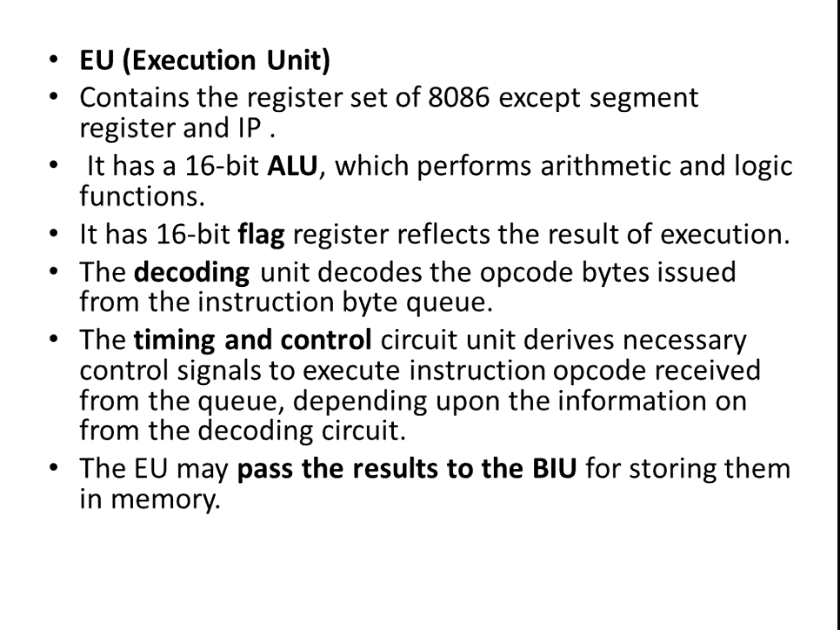The decoding unit decodes the opcode bytes issued from the instruction byte queue, and the timing and control unit generates the timing and control signals necessary to execute the instruction received from the queue, depending upon the information from the decoding circuit. Then the EU may pass the result to the BIU for storing it in the memory. And this execution unit operates with respect to the clock cycles.